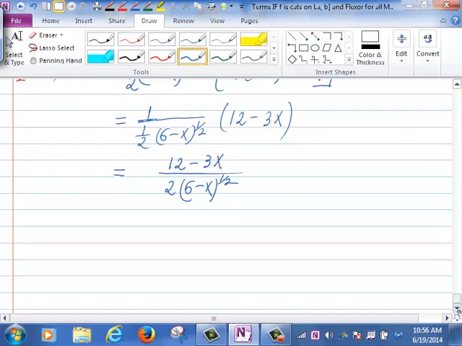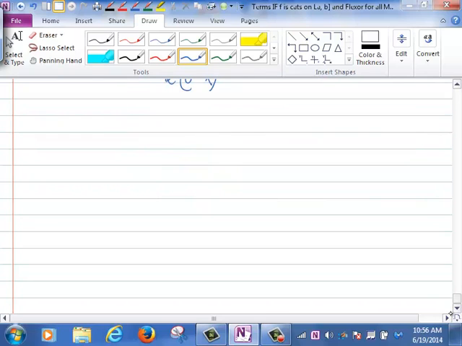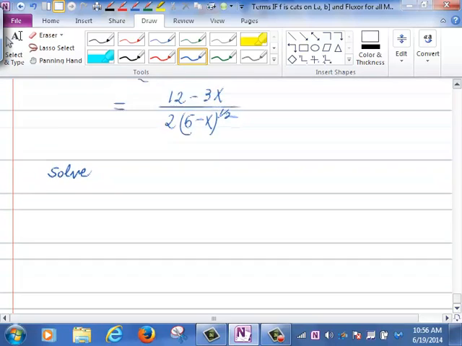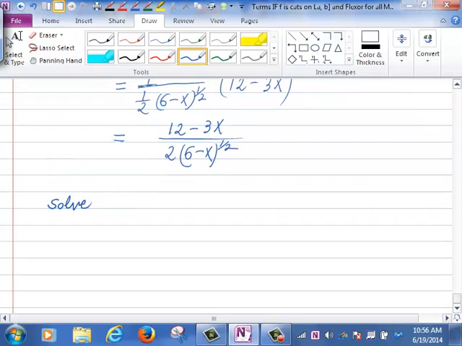Okay, now in order to know where the function is increasing and decreasing, what I have to do is solve where the derivative is 0 and where the derivative does not exist, right?